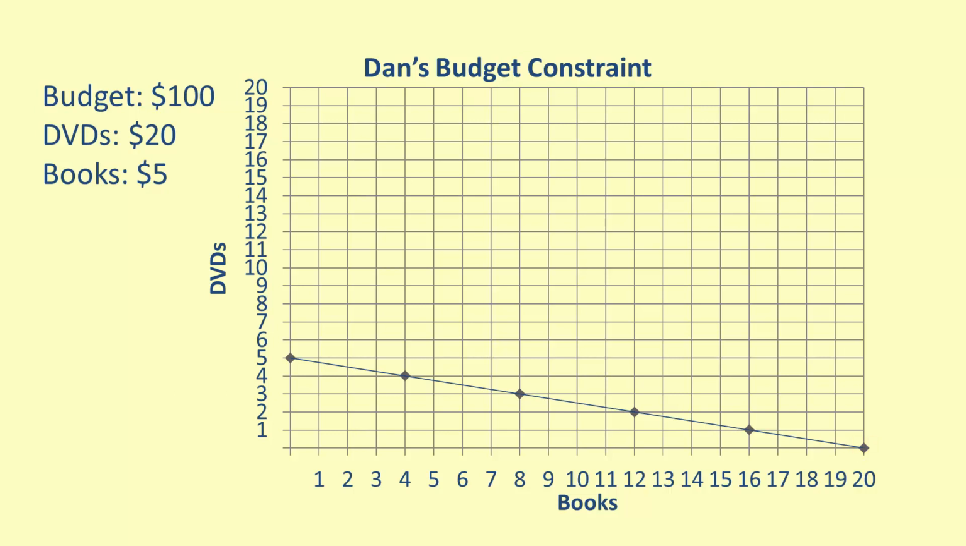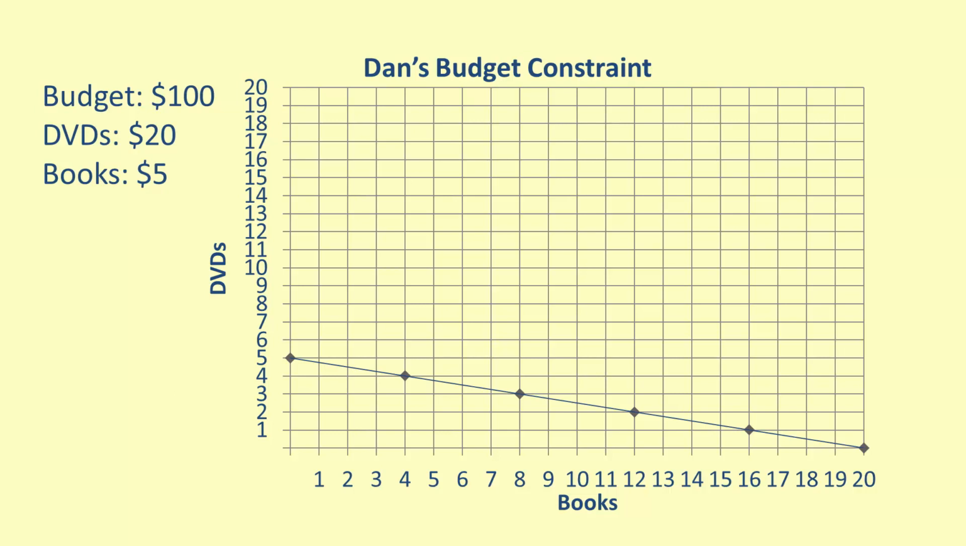As you move along the budget constraint, you can see that as Dan gains one more unit of one good, he has to give up some of the other good. Say Dan begins by consuming 8 books and 3 DVDs. If Dan wanted to consume one more DVD, moving up and to the left along the budget constraint line, he would have to give up 4 books. The opportunity cost of one DVD is 4 books.